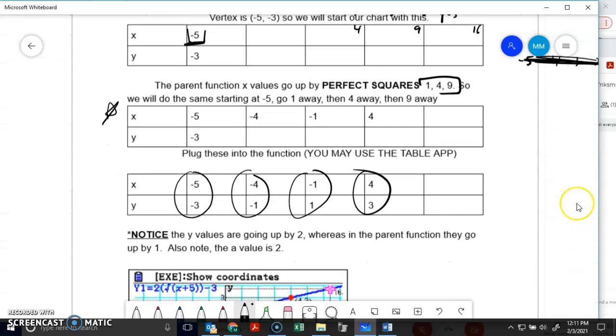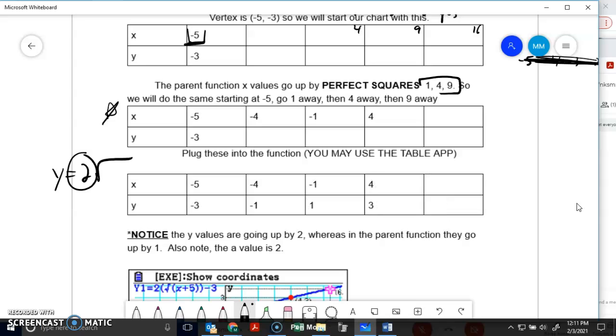One thing to note here, your a value was 2. It said y equals 2 times the square root. Look at what your y values are going up by. Starting at -3, the y values go up by 2 because a was 2. So there's patterns to be found here. Again, to recap, starting from this vertex, (-5, -3), these go up by perfect squares: add 1, add 4, add 9, add 16 if you want to. These are going up by what a is.